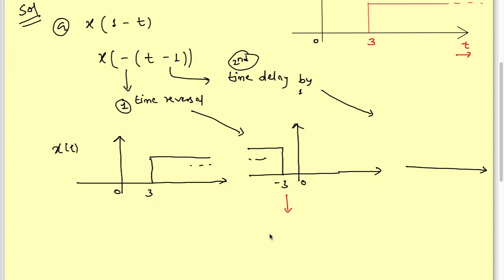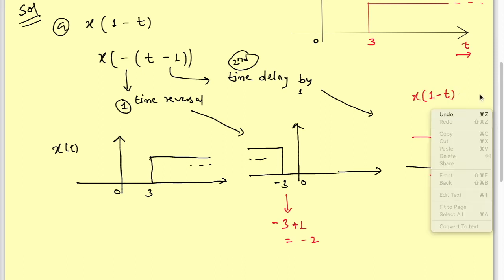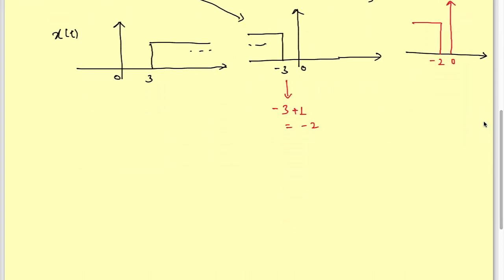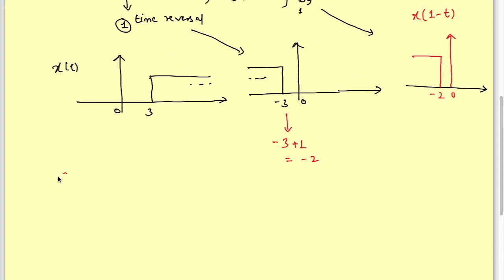So it will become minus 3 plus 1 equal to minus 2. My resultant signal will look something like this, minus 2, here it is 0. So this is x of 1 minus t. X of 1 minus t is 0 for t greater than minus 2.